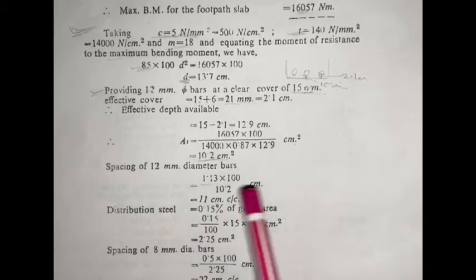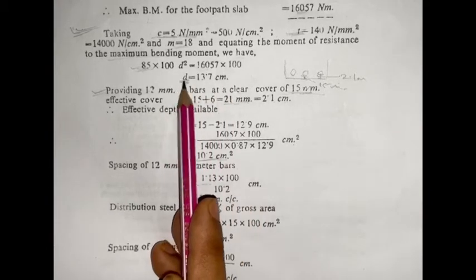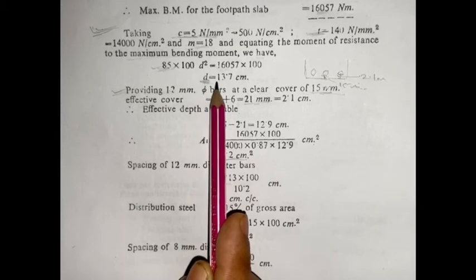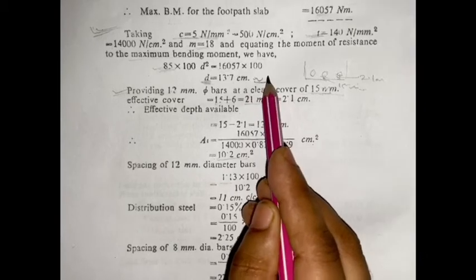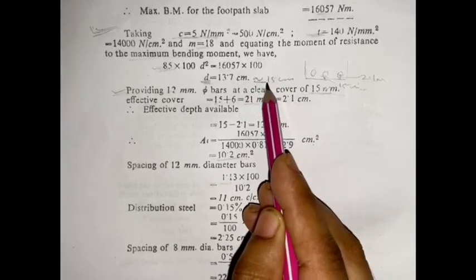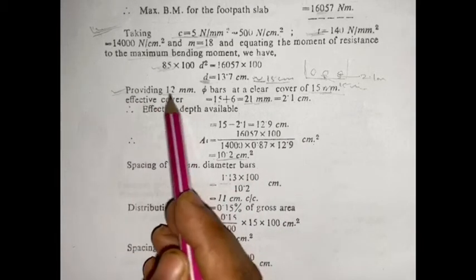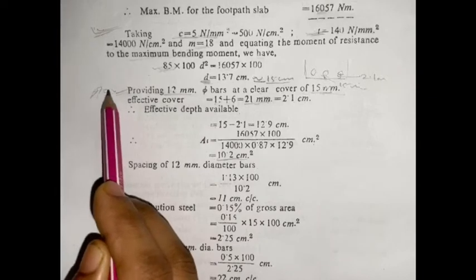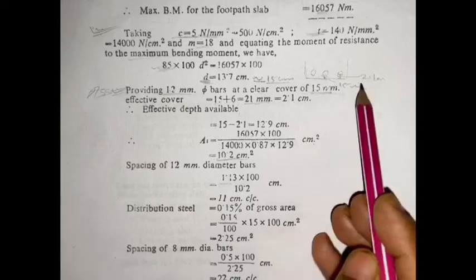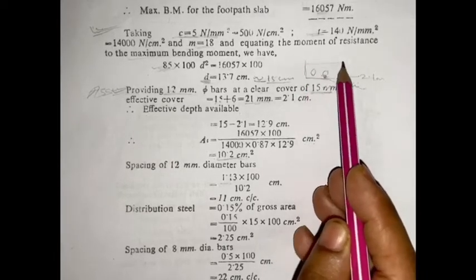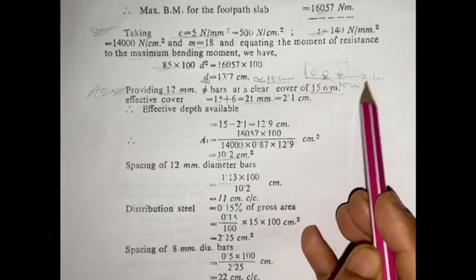13.7 centimeter. We are designing the slab of the footpath. So for the depth of the footpath we get 13.7 centimeter. We will provide greater than this, 15 centimeter, for the depth of the footpath slab. For the footpath we will provide 12 mm dia bar. Assume a clear cover of 15 mm. This is the depth of the slab of the footpath, and this is the clear cover of 15 mm.